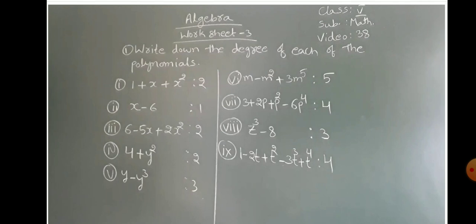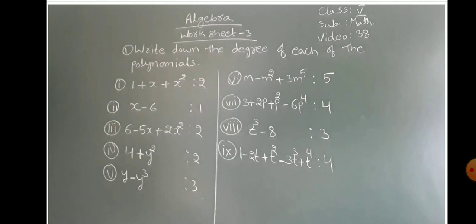Next, 3 plus 2p plus p square minus 6p power 4. All the terms' degrees we have to find out. So first term degree 0, second term degree 1, third term degree 2, and fourth term degree 4. So the highest degree is 4 here. That's why the degree of the seventh polynomial is 4.